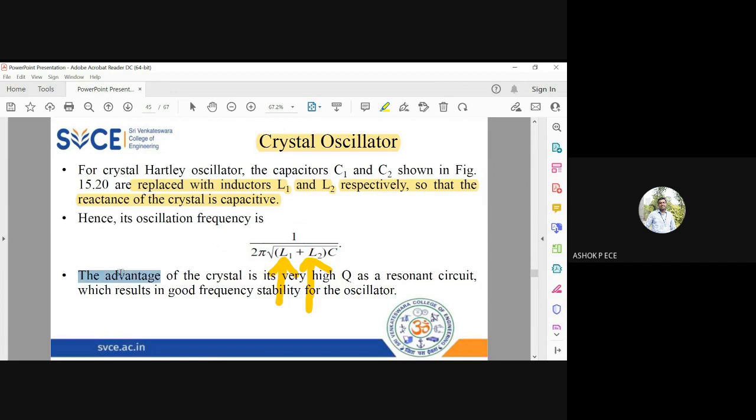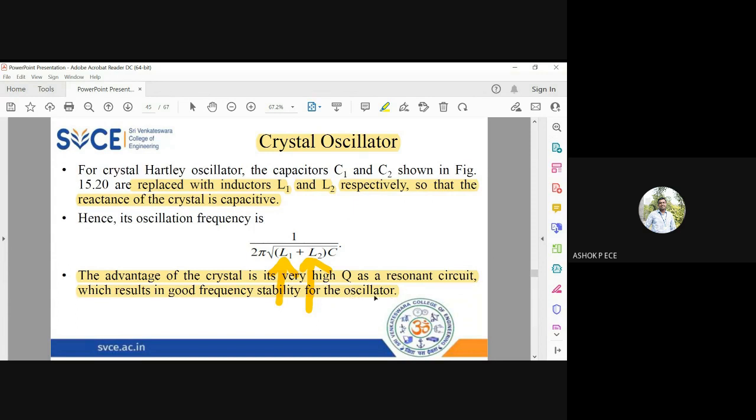So what is the advantage of using crystal oscillator? It is going to have a very, very high quality factor. Since you're going to use a relatively pure crystal, the quality factor is going to be very good. So when the quality factor is good, the bandwidth is low and the selectivity is very good. So it is used for selecting the frequency. That's why it is going to have only one frequency of oscillation, either FS or FP.